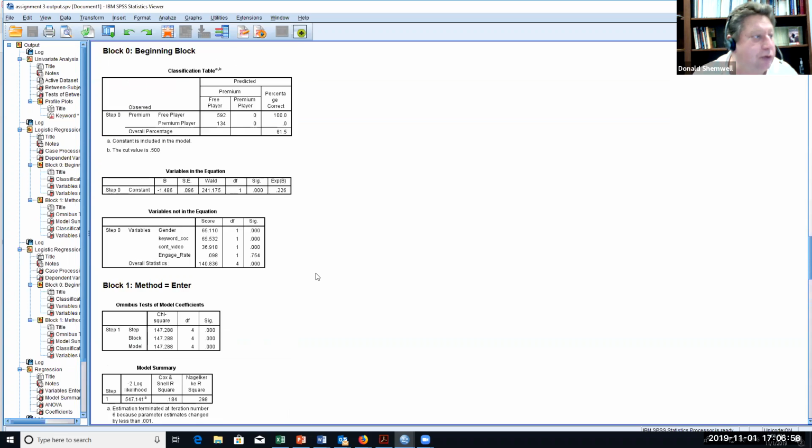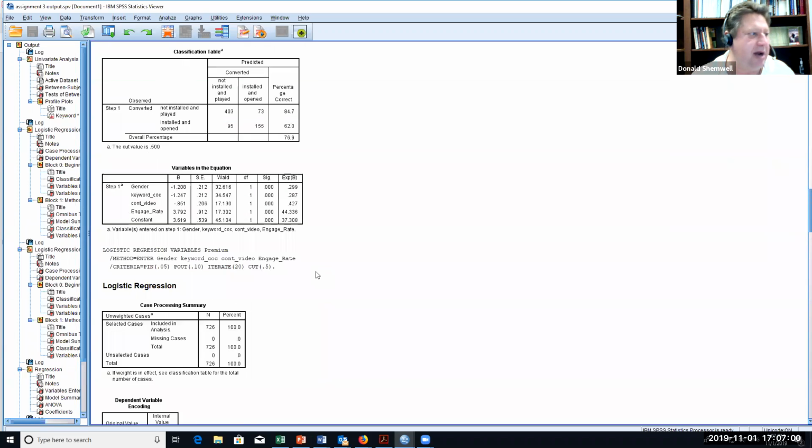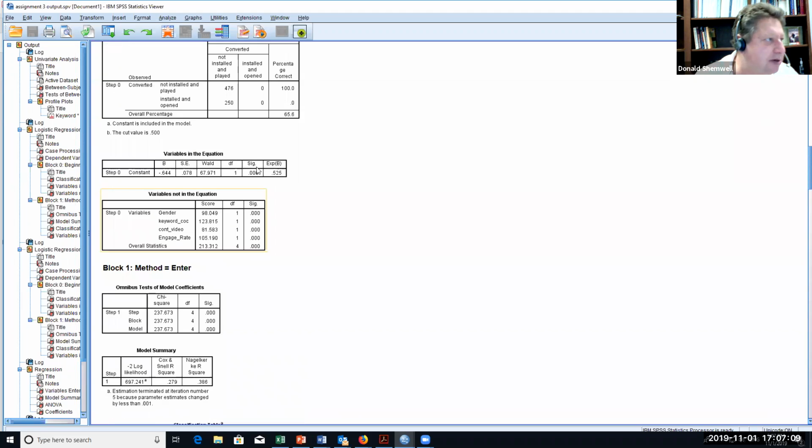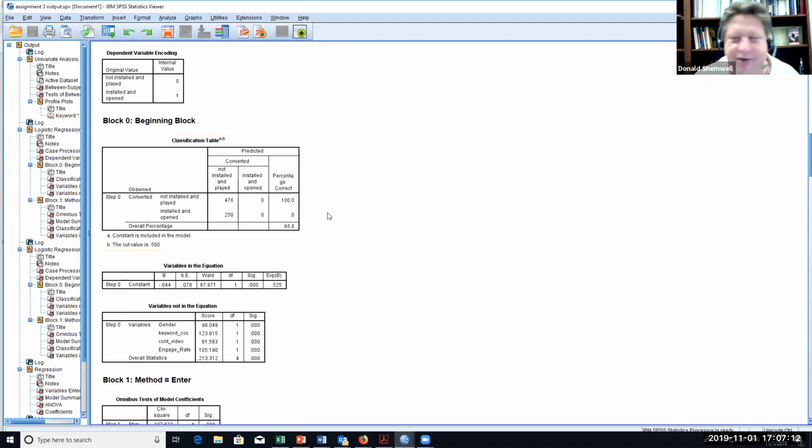So the outcome in this case, and I'm a little bit ahead of myself because I need to go to the first one first, is converted. So the dependent variable, the output variable, is whether they converted or not. It's important for doing question 7 to understand what converted means. In this particular case, a 0 means they did not install and play the game. A 1 means they did install and play the game.